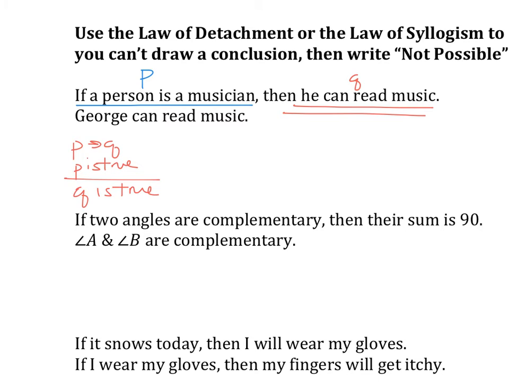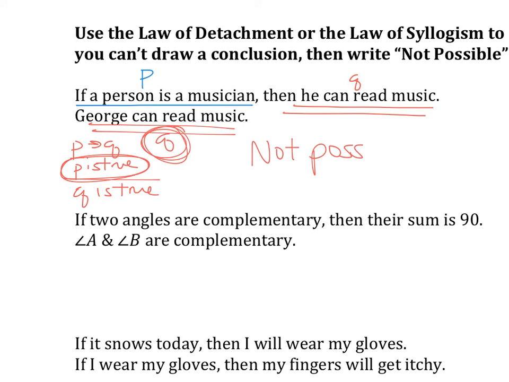So if you look at this setup, if a person's a musician, then Q, he can read music. And it says George can read music. That's your Q portion. So they did not tell us that P is true. So for this one, because they didn't go back to the P right here, you have to say not possible.